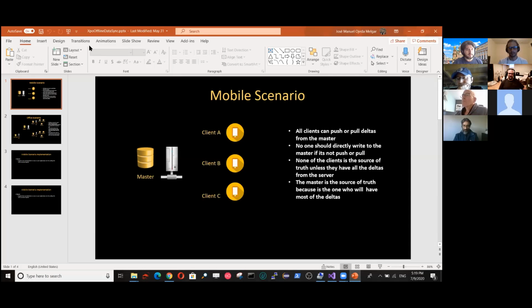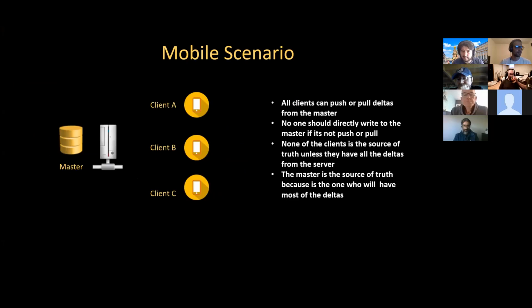Hold on, let me hide this. So these are the scenarios. The first one, which is the first one that we created, is that you have a master database wherever, in Azure, Amazon AWS, or your own server under your desktop. So you have your server where the data is living, and then you have clients. In this case, the clients are mobile, basically Xamarin Forms.